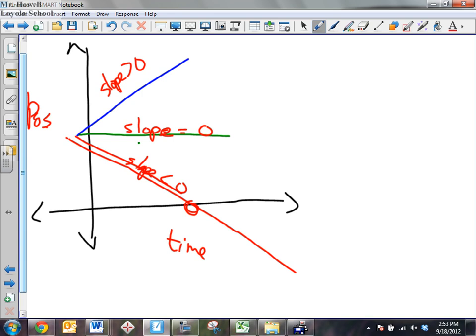Oh, okay. So it can really be in the first and fourth quadrant. Second and third would be negative time. We don't consider negative time.